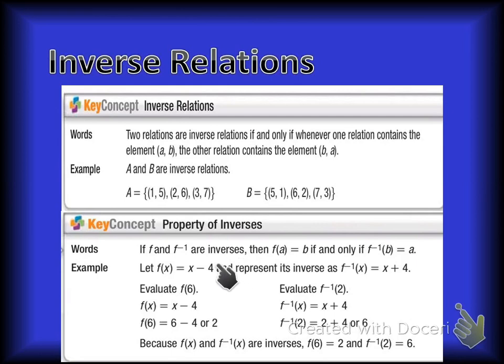Let's look at this. So we have one function being x minus 4. The other one is x plus 4. X minus 4 is 1. X plus 4 is a number.